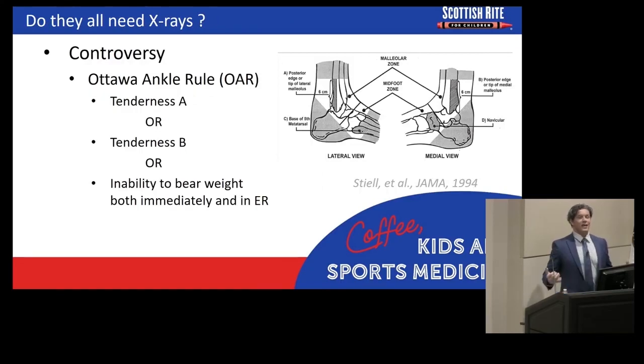So here's the big question. Do they need x-rays? And this is a controversy that goes throughout our organization, and not really our organization, but more of our profession.